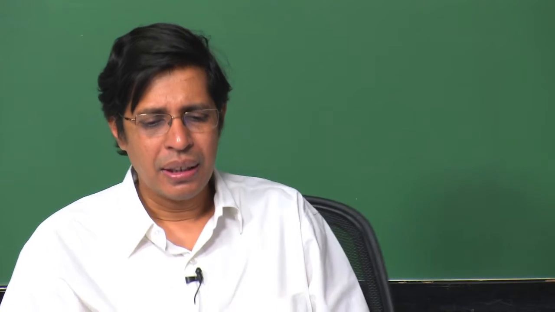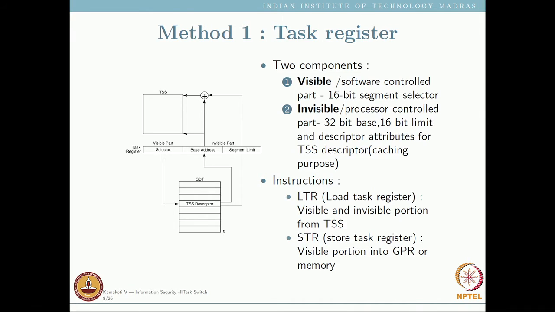Okay. Now there are instructions like LTR and STR. LTR, load task register, will load the visible part that is given by the programmer, and the invisible portion which is given by the TSS descriptor, right. Similarly, STR will store the visible portion into some general purpose register or memory. So both of these are possible here.